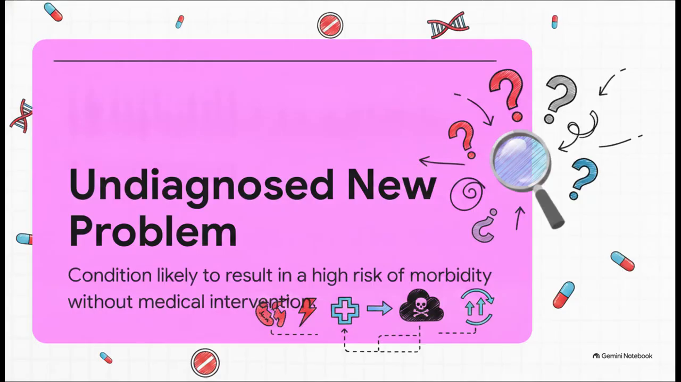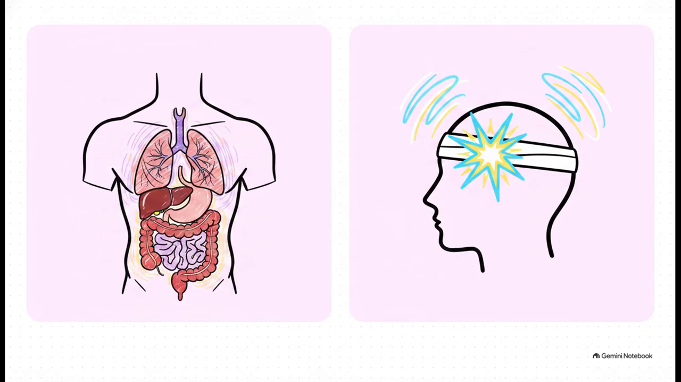Another really interesting pathway is the undiagnosed new problem with uncertain prognosis. Now listen, this isn't just a minor mystery symptom or the patient saying they feel a bit off. We're talking about a situation where a provider documents a differential diagnosis that represents a condition likely to result in a high risk of morbidity if it's left untreated, but they just haven't nailed down the exact issue yet. That high clinical uncertainty paired with a high risk of morbidity, that is exactly what drives the complexity score straight up to moderate.